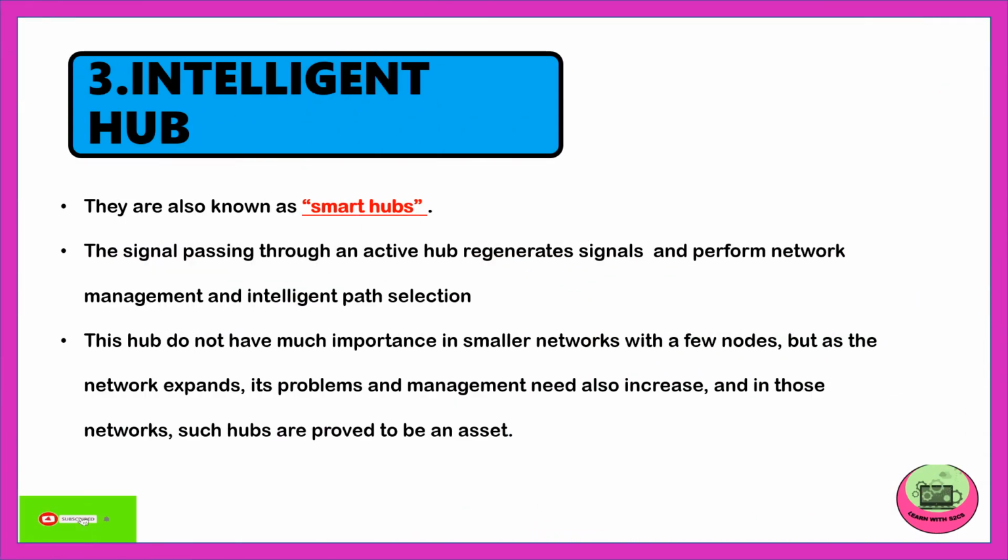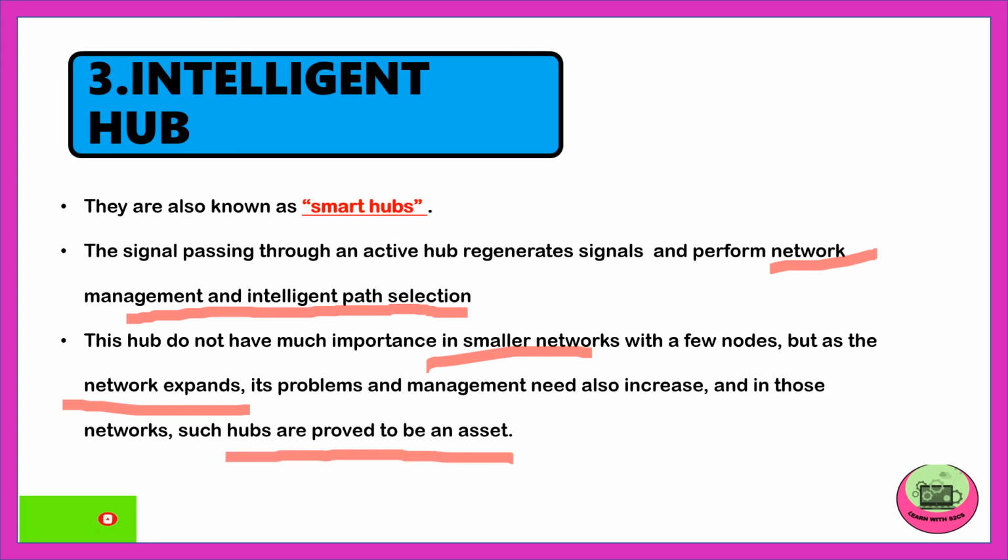Next is the intelligent hub. They are also known as smart hubs. The signal passing through an intelligent hub is regenerated, and it also performs network management and intelligent path selection. These are the two features additional to the active hub which an intelligent hub consists of. They are not used in smaller networks, but as I have told you, as the network expands its problems increase, so we need management for that, and here intelligent hubs prove to be an asset.